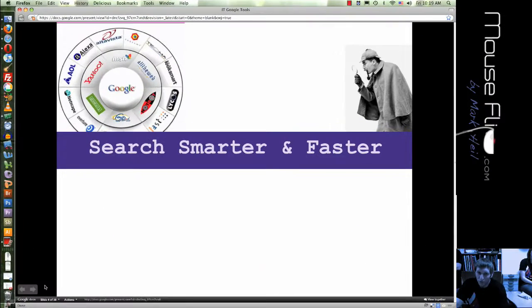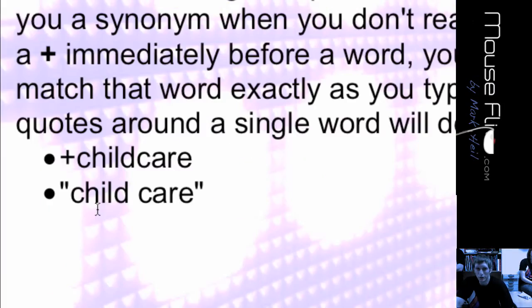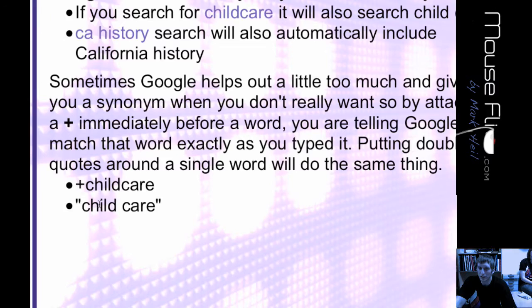So let's just do a review on some of the search tools that they talked about. First of all, if you put an abbreviation like CA, it'll automatically recognize or assume it's California. That's especially useful with childcare. If you put words together with a plus sign, it'll automatically combine them in the same way as quotation marks.